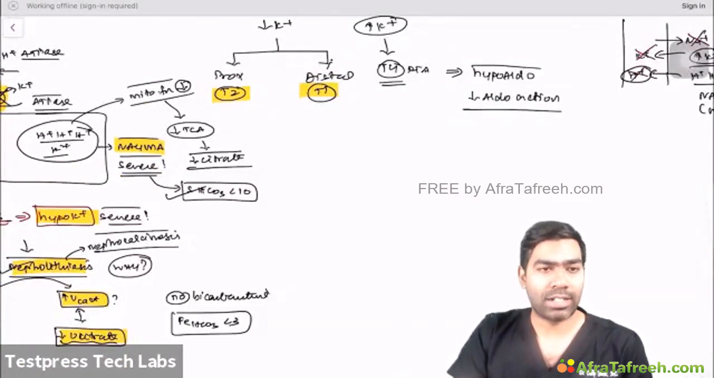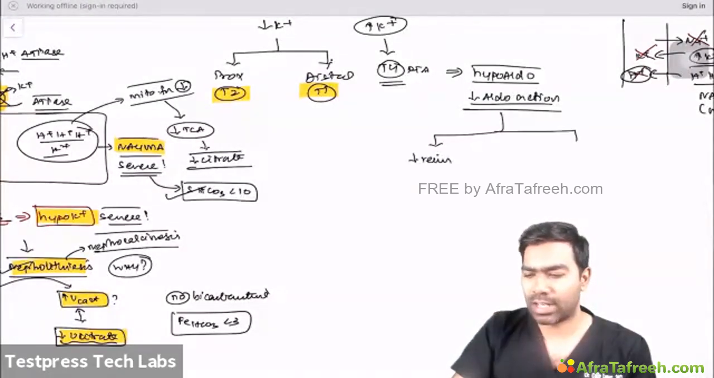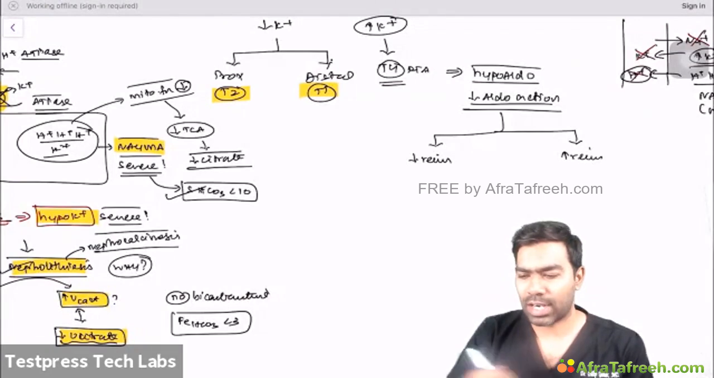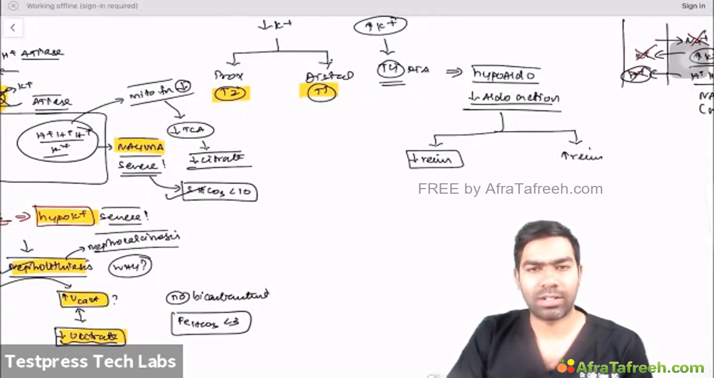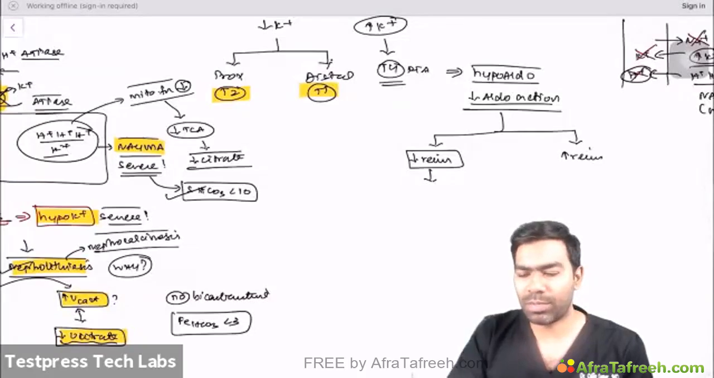So what are the conditions? What are the conditions that can produce low aldosterone or low aldosterone action? For that, I can divide into conditions that produce low renin or conditions that have high renin. So we can put low renin hyperkalemia or a high renin hyperkalemia. Conditions that have low renin means I'm having some problem in the kidneys. That is why I'm having a low renin. I'm not able to produce renin from the kidneys.